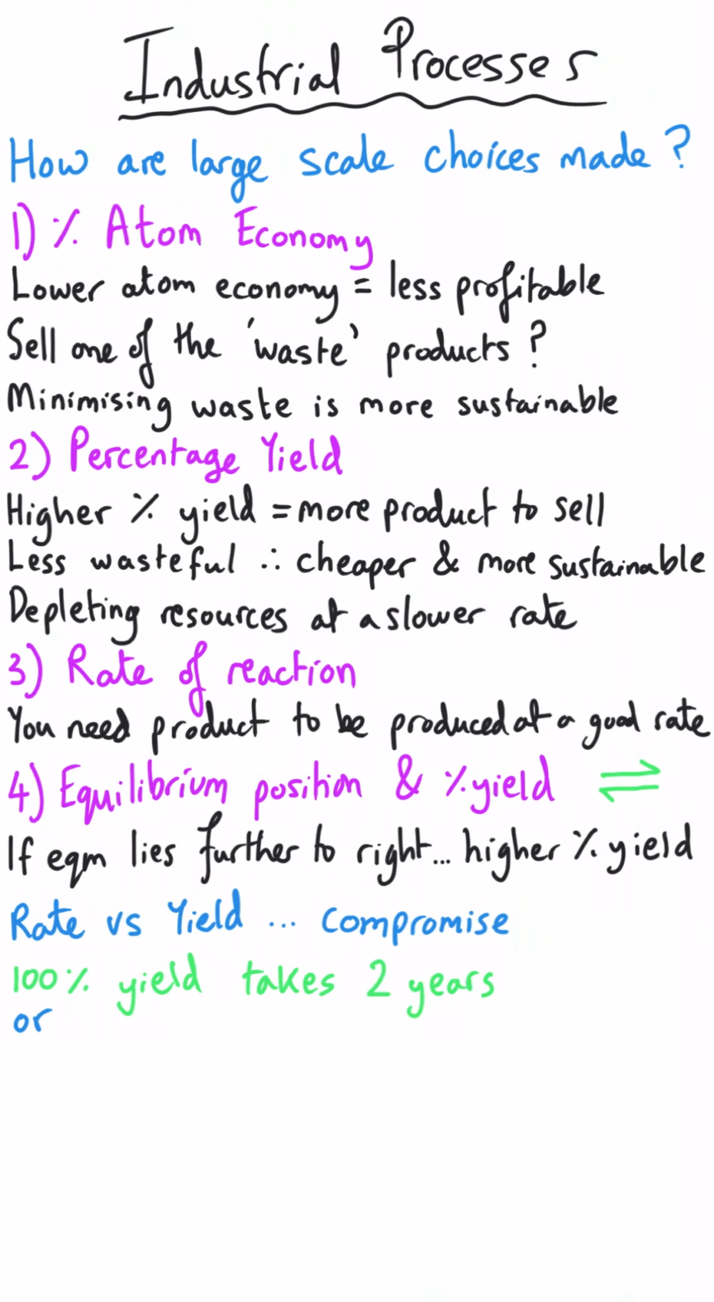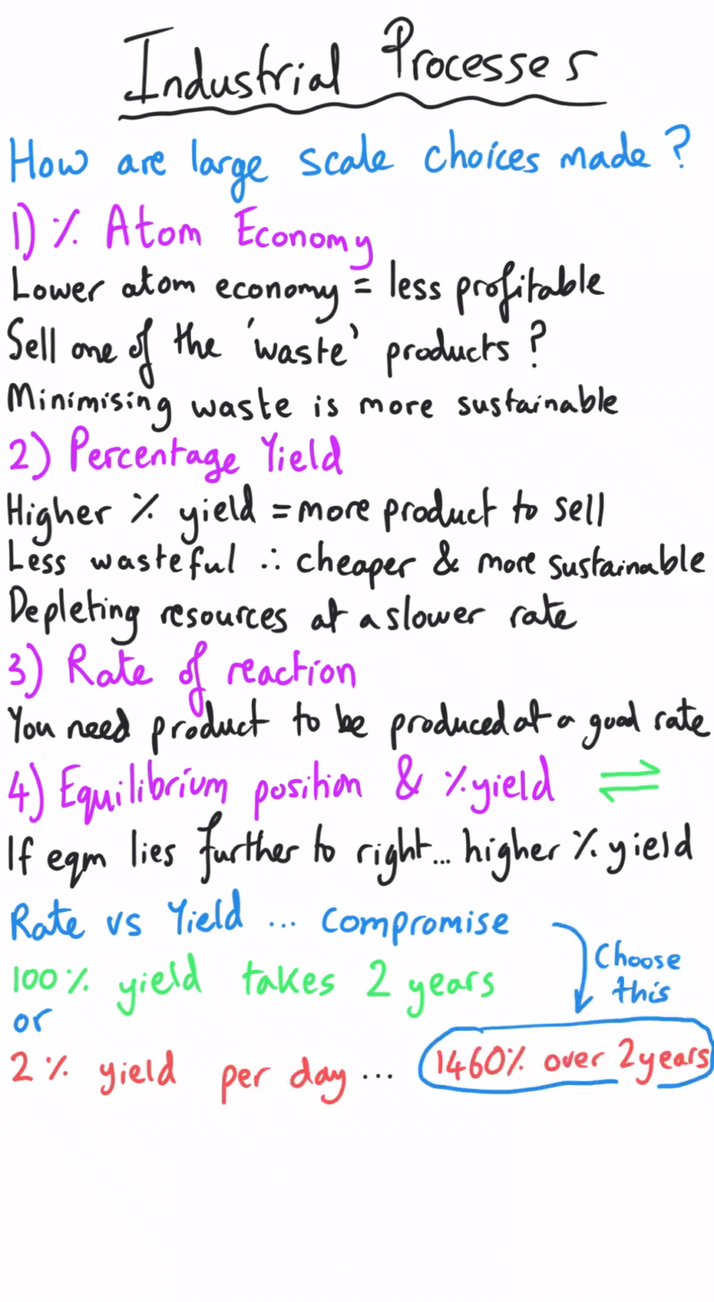I would rather have something that gets me a 2% yield but takes me a day, that obviously in the long run gets you a far higher percentage yield. So it's a balance between how quickly you get your product and the yield that you actually get in that amount of time. And the last consideration is to do with waste.